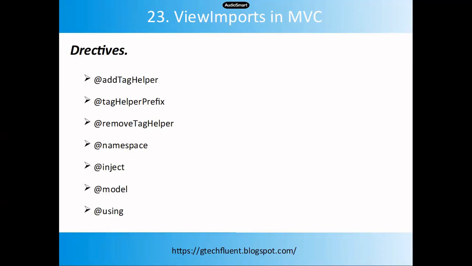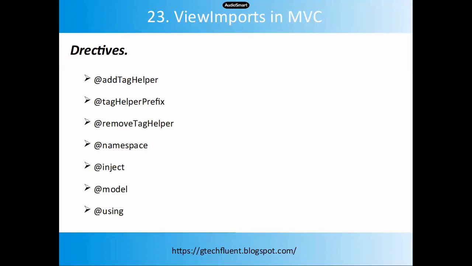The @addTagHelper, @tagHelperPrefix, and @removeTagHelper directives are basically used to manage tag helpers. We will be discussing tag helpers in our upcoming videos. The @namespace directive is used to specify the namespace that the view imports belong to, and we are going to use that namespace in our application. With the help of the @inject directive, it supports dependency injection. We will discuss this in our upcoming video.